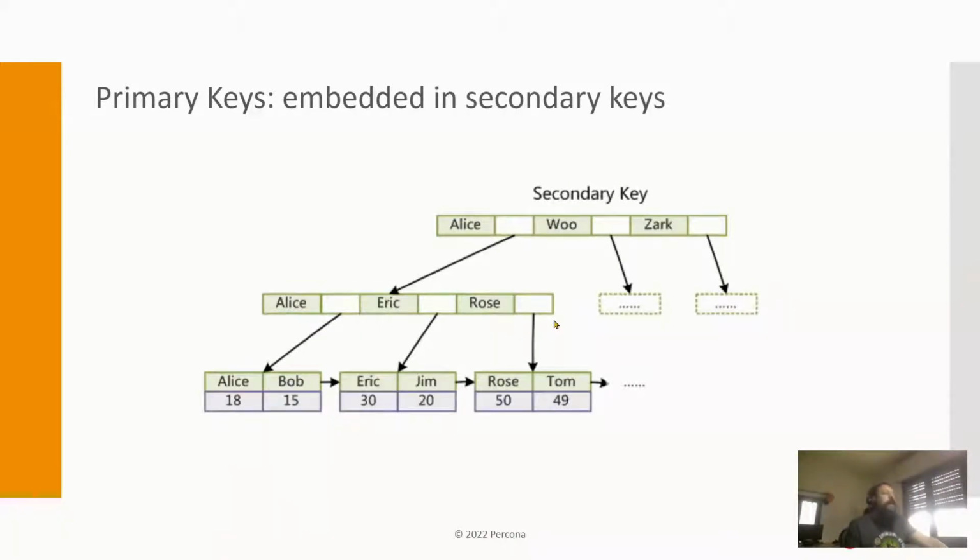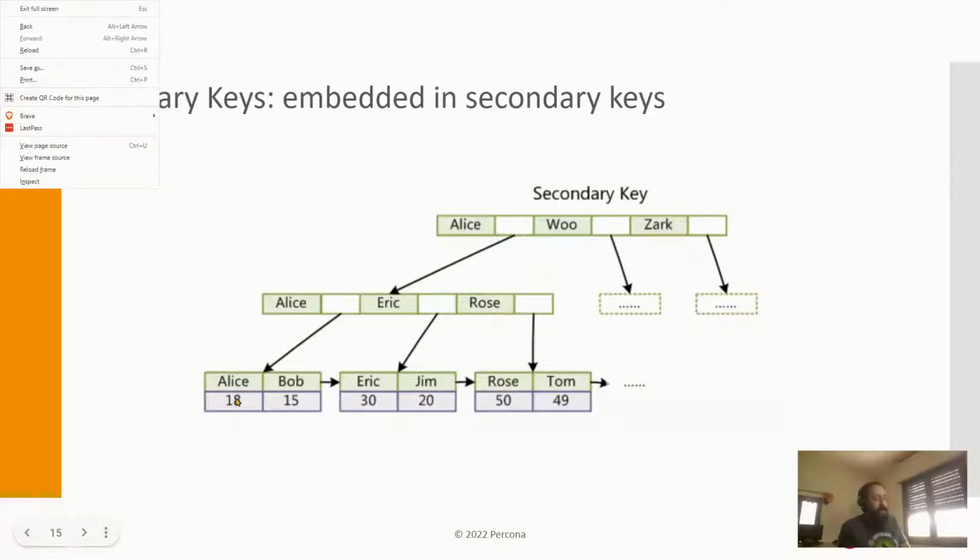And then a secondary key will look like this. For example, if I have a secondary key on names, my B tree will look like this: Alice, Wusark, and then to the left I will have Alex, Eric, Rose, and then it will continue to split the tree, to branch out, and at the bottom I will have the primary keys.